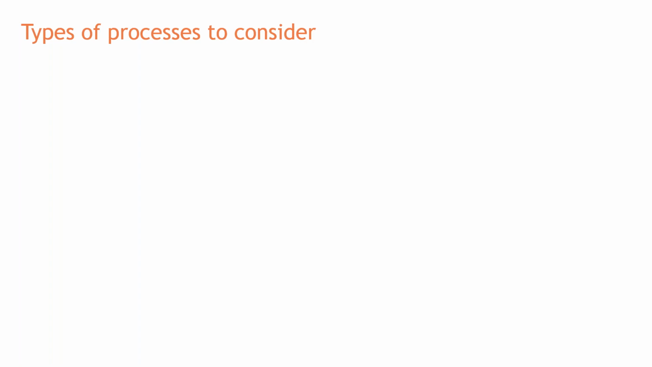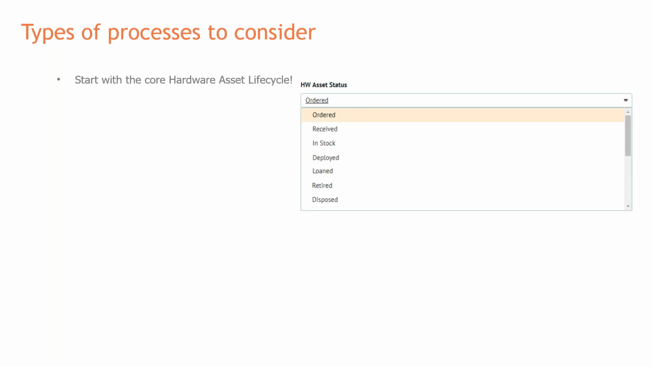Okay, so types of process to consider. What kind of things do we need to have a process for? What we're going to focus on today is our core hardware asset life cycle. Something really fundamental to asset management is this life cycle of an asset as it goes through its phases in life, its states, cradle to grave of an asset. As we walk it through this life cycle, there's going to be all this process we realize needs to be thought through.